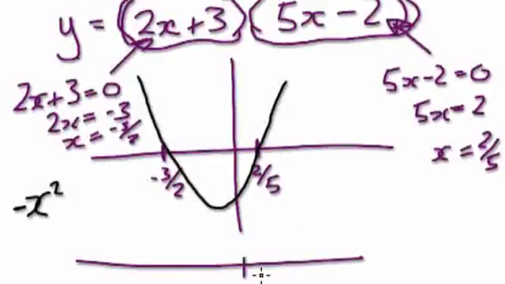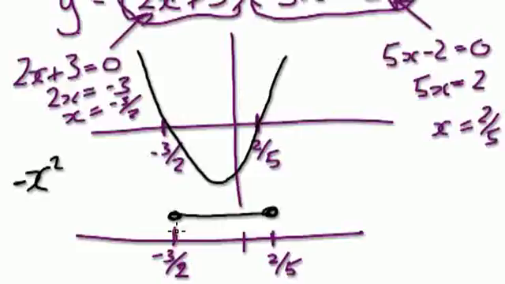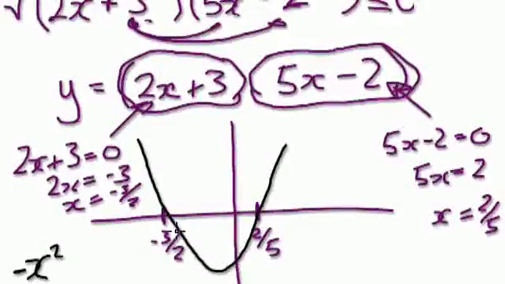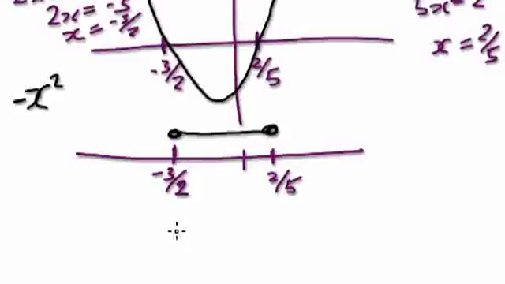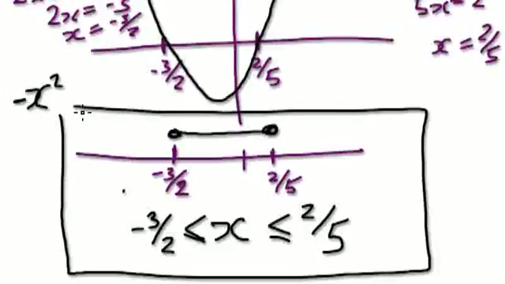So let's draw a number line here. Remember, everything on the inside is good. Keep that in your mind. So this here would be your solution. And then you can jump to this. You want x to be greater than or equal to minus 3 over 2, but less than or equal to 2 over 5. So this whole thing here is your answer.